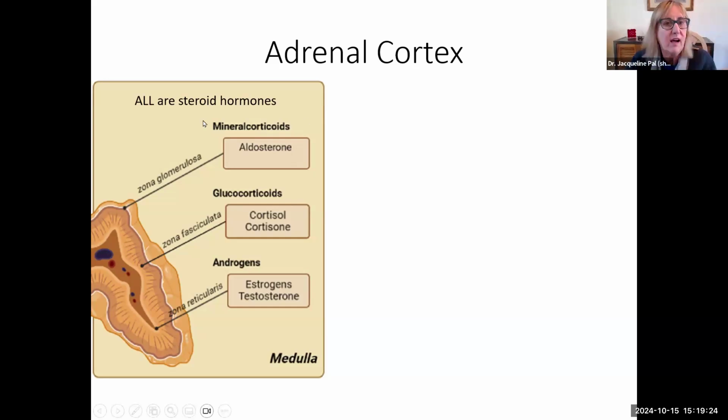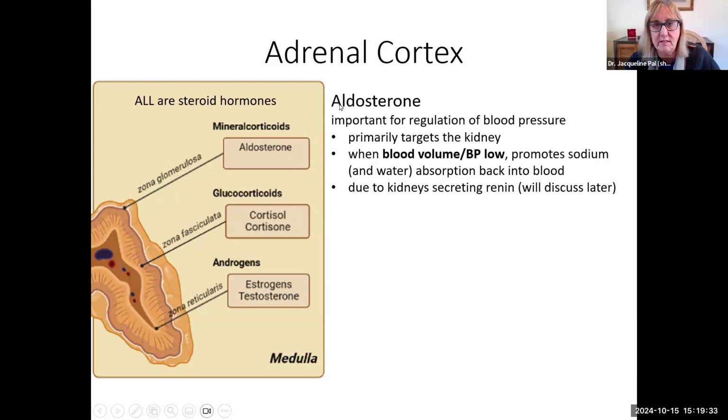The outermost layer are mineralocorticoids. Don't have to know that word for this class, but the prime example of this is a hormone called aldosterone. You do have to know this word, and this is a hormone that is important for regulating blood pressure. And its primary target is the kidney. It is released when blood volume and/or blood pressure are low. So if you've had an accident and you've had some bleeding and your blood volume goes low, you're going to kick out aldosterone. Or if your blood pressure is low from being dehydrated, you're going to kick out aldosterone. And we are going to discuss later on the effect that this is going to have on the kidney, and it's going to make the kidney kick out a hormone called renin, which is going to make the kidney reabsorb sodium and water, thereby bringing those things back into the blood, thereby increasing your blood volume and blood pressure. So we'll talk about that when we get to the kidney.